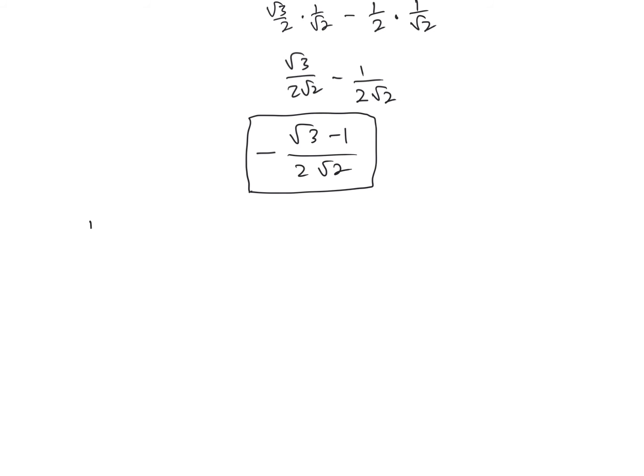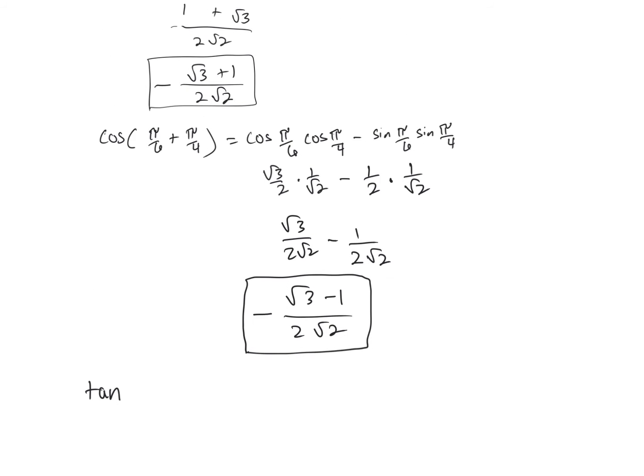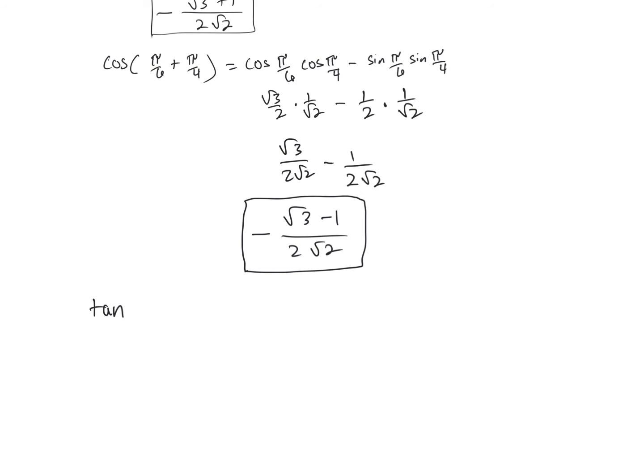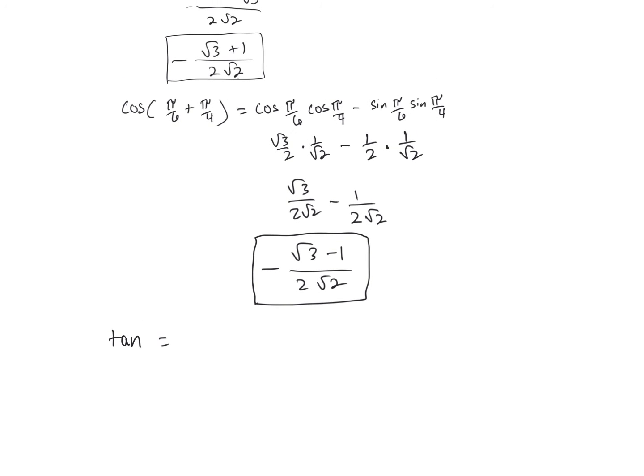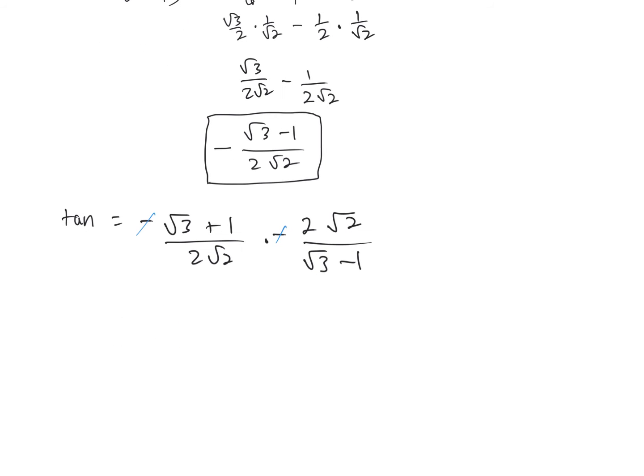Now my tangent is, they both have the same denominator, so I can just say my tangent is my sine over cosine. So it's negative root 3 plus 1 over 2 root 2 times the inverse of my cosine, so 2 root 2, negative. So negative times negative is a positive over root 3 minus 1. So these two negatives kind of cancel each other out. And now these cancel each other out. I'm left with a root 3 plus 1 over root 3 minus 1.